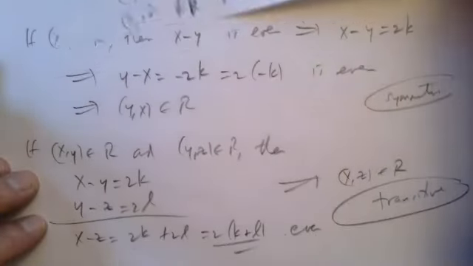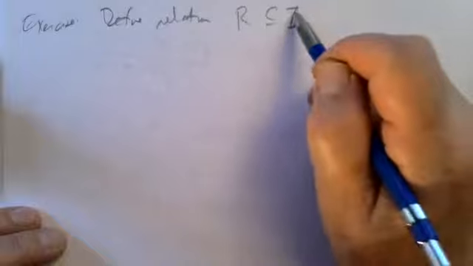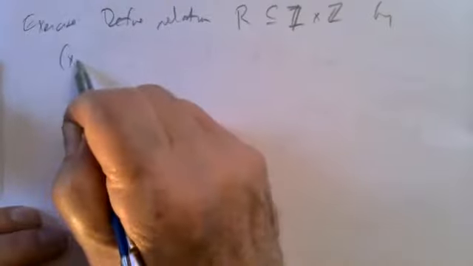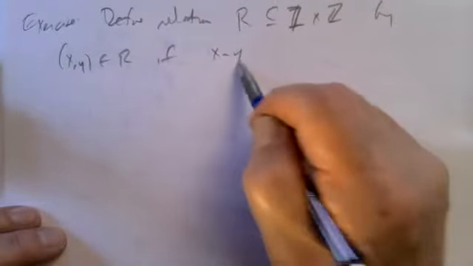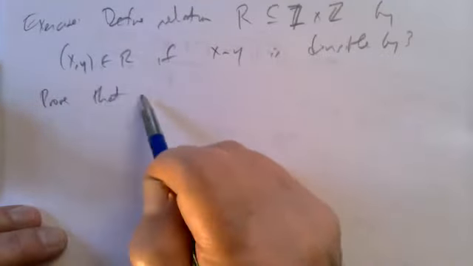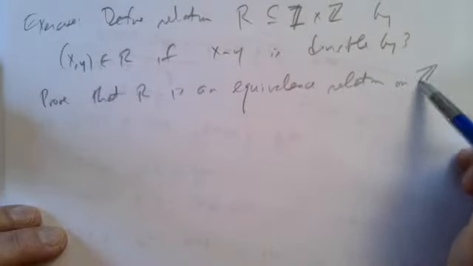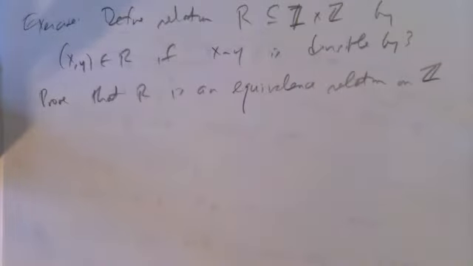Just as an exercise, spend a minute or two to think about the following. Define a relation R on the integers by xy is in R if x minus y is divisible by 3. Prove that R is an equivalence relation on Z. So right now, just take a piece of paper and spend a couple of minutes proving this.